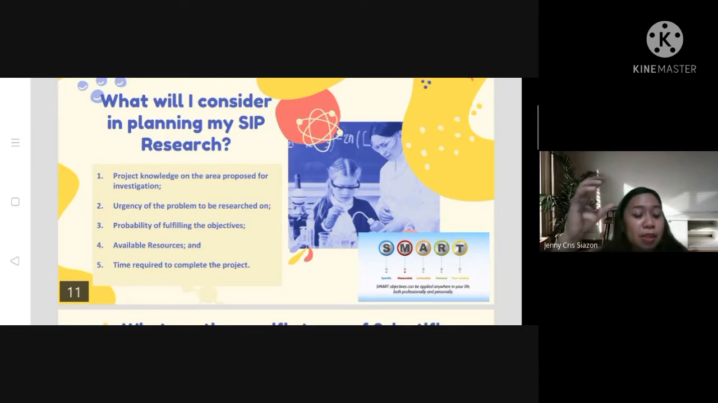Ito ba ay specific or generalized? So kung generalized pa yung objective mo, i-trim down mo yon into specific objectives. 'Di ba? Para hindi ka masyadong mahirapan. Okay? And then, measurable. Dapat yung mga gagamitin mo sa iyong research ay nami-measure. No? So, measurable.